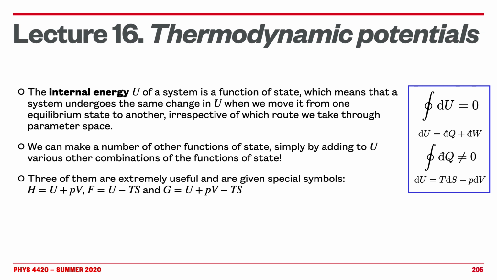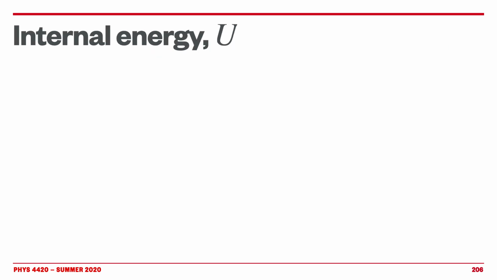So we are going to introduce new functions of state. We're going to introduce the enthalpy, the Helmholtz free energy, and the Gibbs free energy. And I'm going to try to give you an intuition for how we come up with those seemingly arbitrary functions that are described here on this slide. But I'm going to go one after another, and I think it should be pretty clear why they are introduced. But before we do that, let's go back to the internal energy.